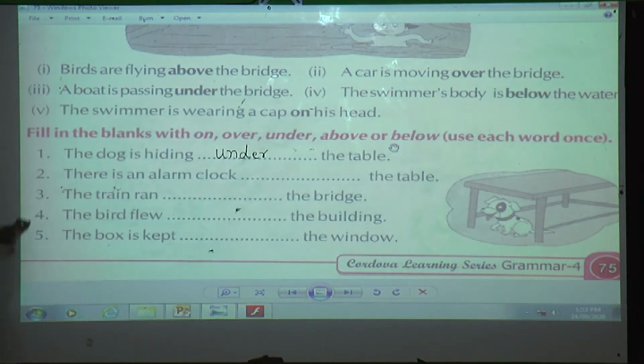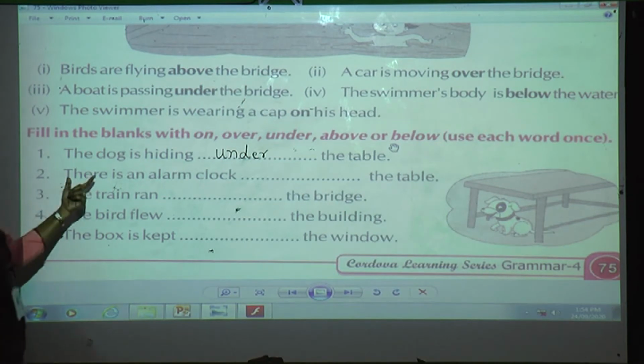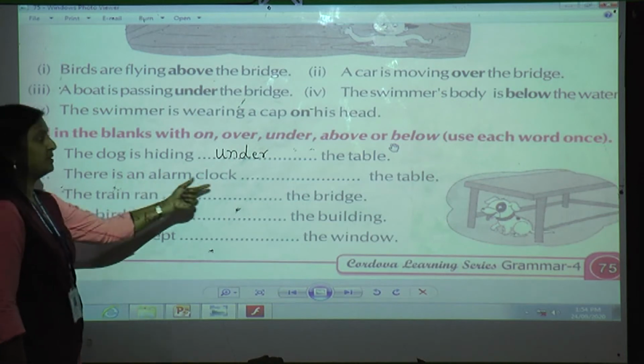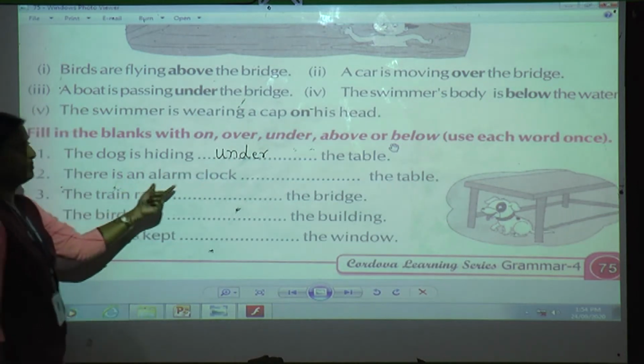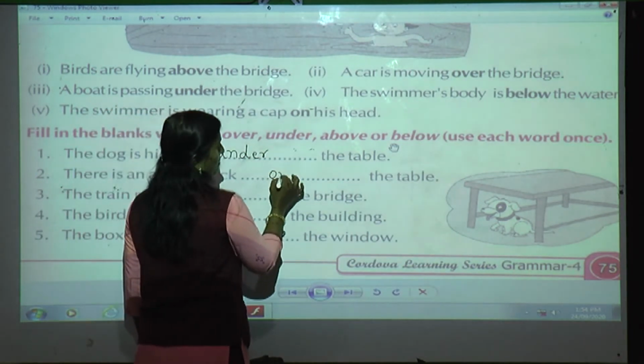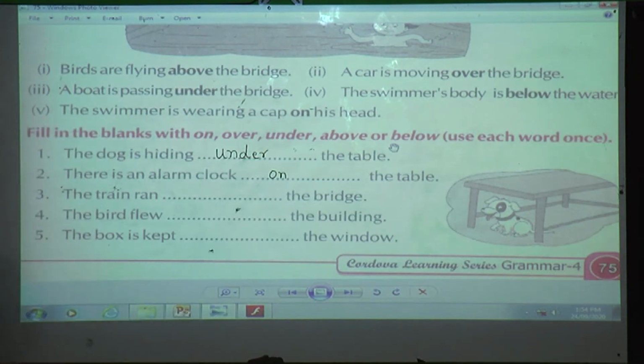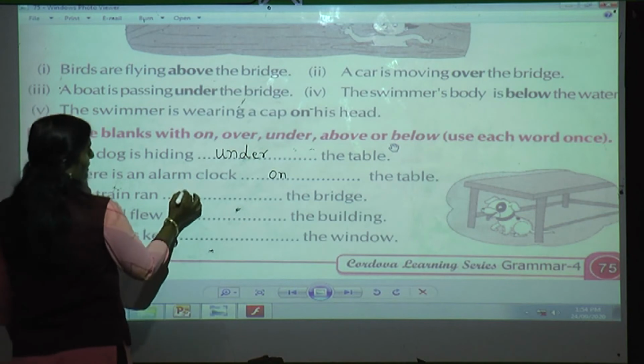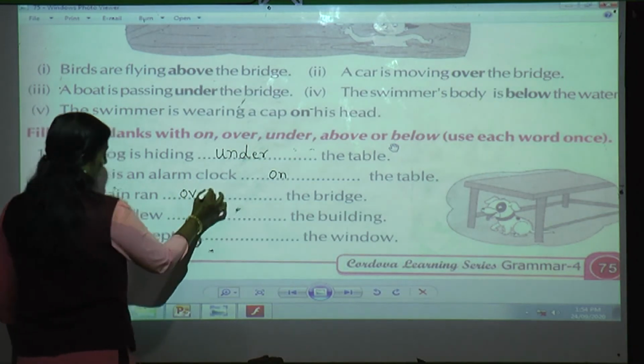Now all four pictures they have not given, only one picture is there. Now you have to just imagine when I read the sentence. There is an alarm clock dash the table. Yes, it is on the table. Next. Now train. Where will the train run? Will it be above, below? No, it will be over. The train ran over the bridge.